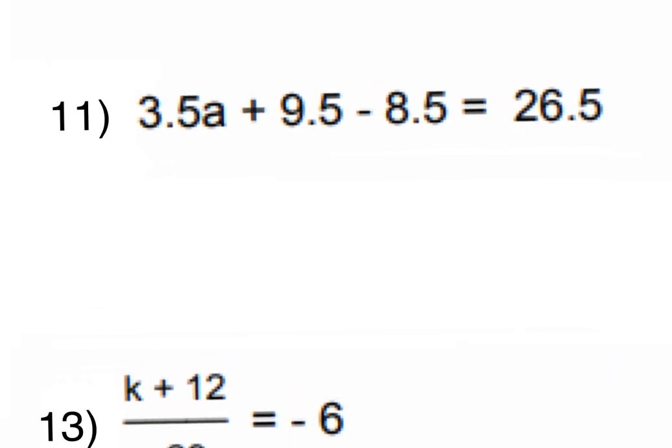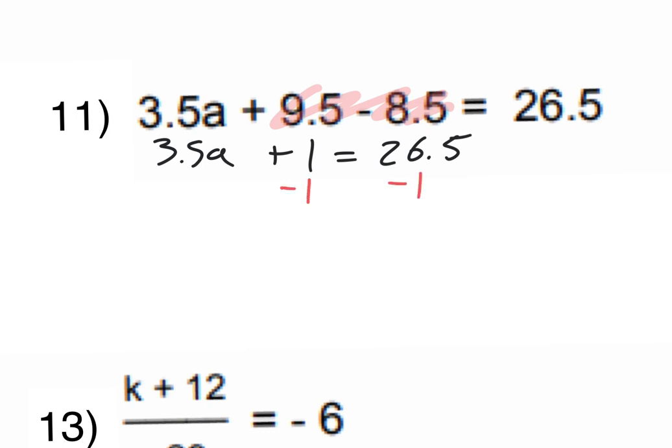So we're going to always start off seeing if there's any like terms that we can combine, and there are. We can combine these two like terms. So I have 3.5a, 9.5 minus 8.5 is just 1. So I'm just going to say plus 1 equals 26.5. I'm going to subtract 1. So now I have 3.5a equals 25.5.